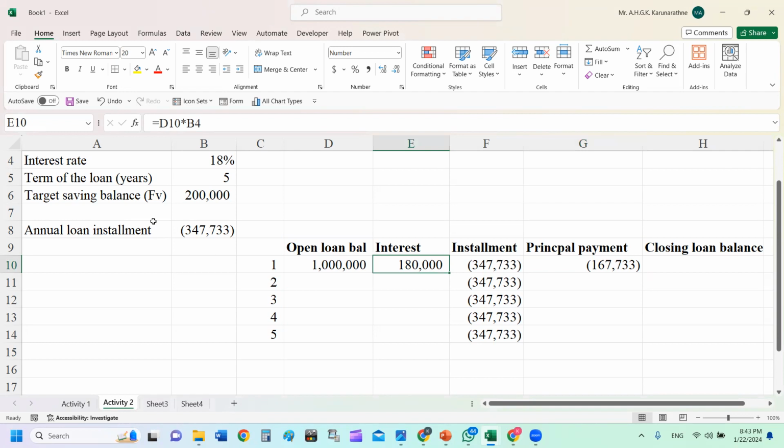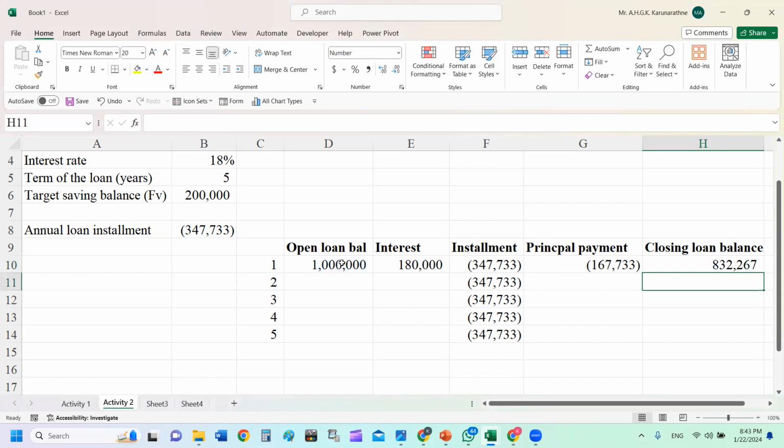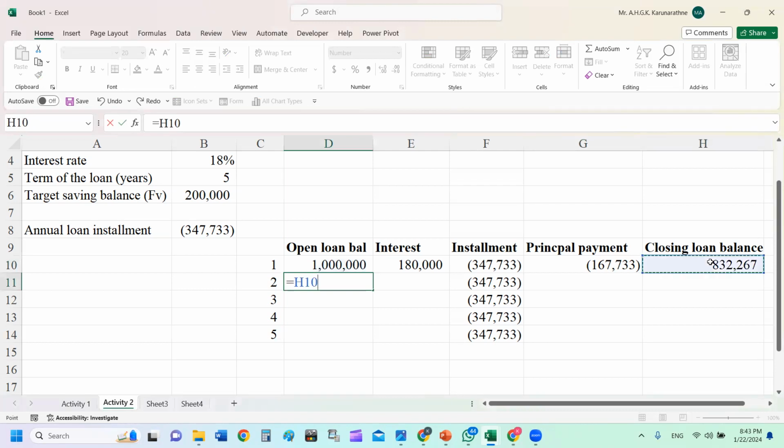Interest is computed, and the installment we computed using the PMT function. Principal payment is always the difference between the installment you paid and the interest for the period. Then closing balance equals open loan balance minus principal payment, because principal payment is in the minus form, you just say plus and get the closing balance. So you must ensure your closing balance is less than your open balance. Then this closing balance will be your open balance for the next period, right?